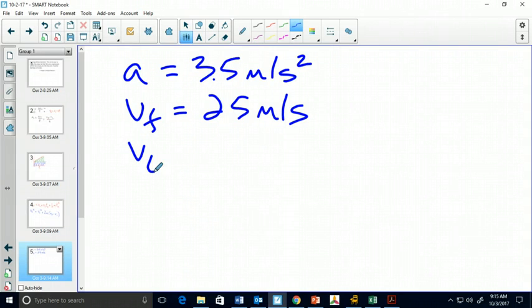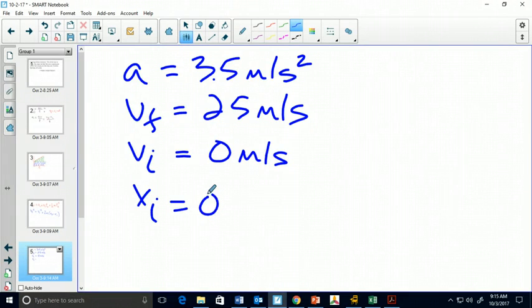Ooh, what's Vi? How do you know that? Good. It starts at rest, it says, right? Good. Okay. What else can we assume? It doesn't tell you straight out. Sure. So that's xi is 0 as well. Because why not just start at 0? It doesn't give us any direction about that.